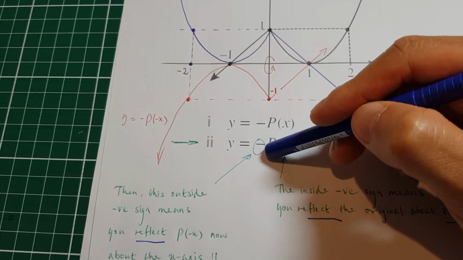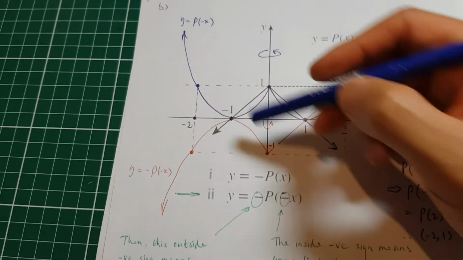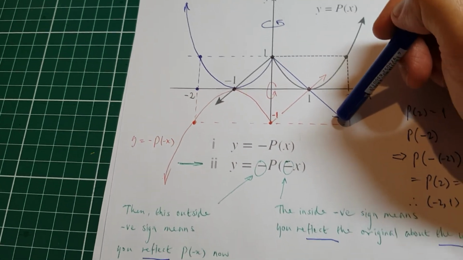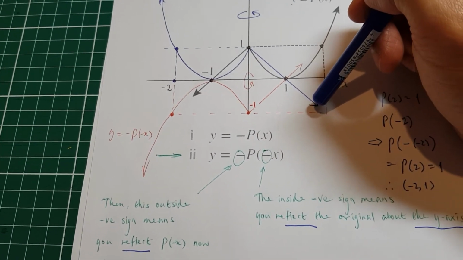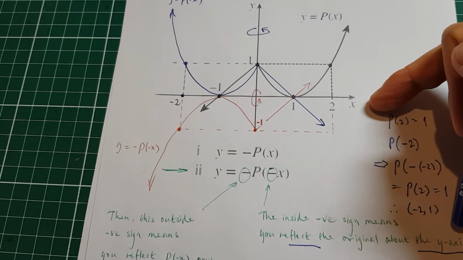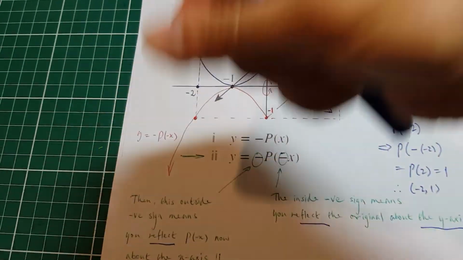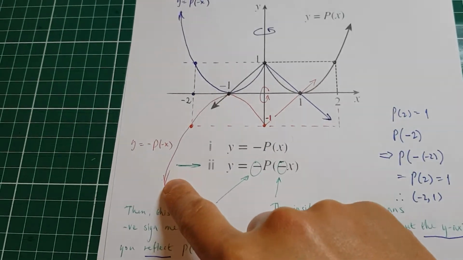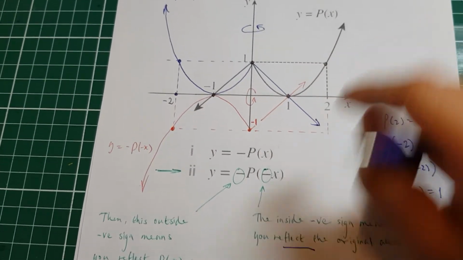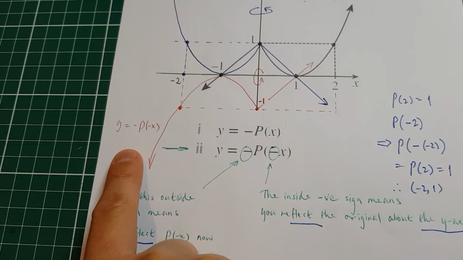And then the outside negative is, remember, with the blue one, we now reflect it or rotate it about the x-axis, okay? So grab that end, flip it down, so then you get this, okay? So that's your final destination, all right?